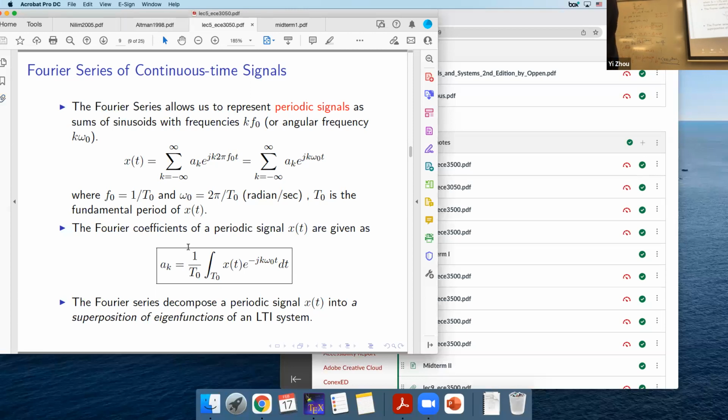So with this picture, this formula is easy to understand. Otherwise, it's very hard to understand why there's a negative sign here. But this negative sign is actually a conjugate, and the conjugate is involved in this inner product formula. So what we are essentially doing here is calculating the inner product, the dot product between your signal and this complex exponential basis.